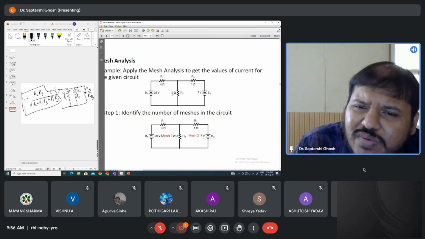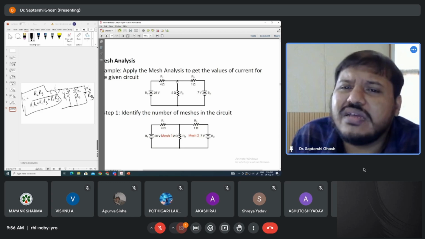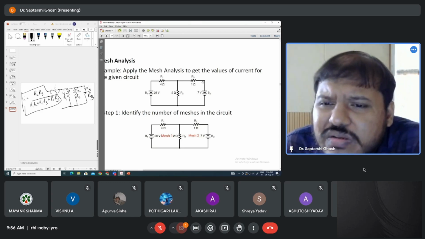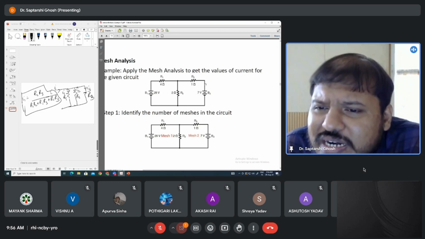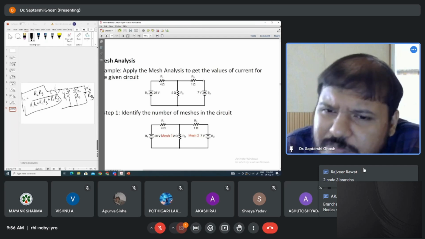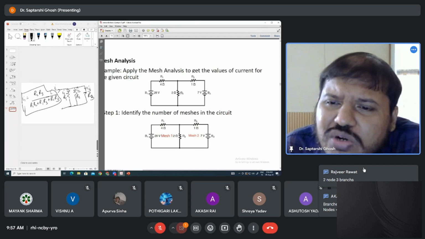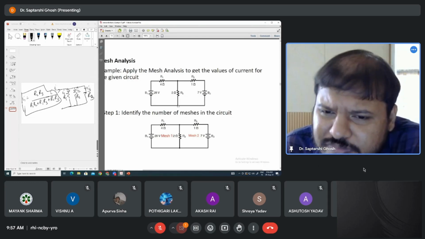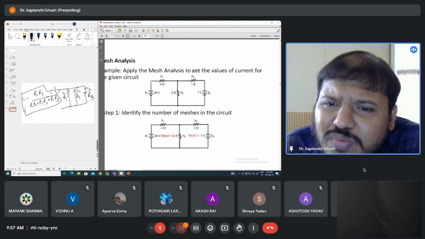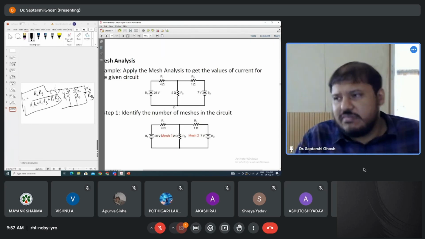Again, this is an interconnection of R1, R2, and R3, so definitely this is a node. This is the second node. Again, this is an interconnection of B2 and R3, so this is the third node. Again, this is an interconnection of B1, R2, and B2, so definitely it is a node. So how many? 1, 2, 3, 4. There are 4 nodes.